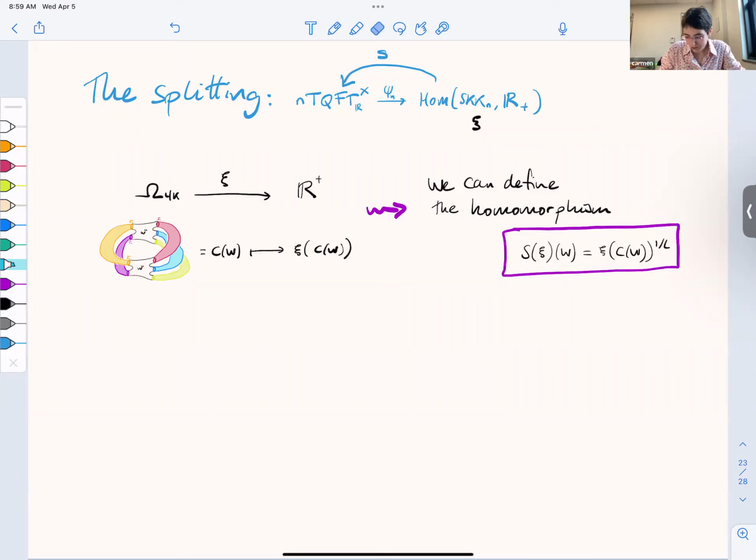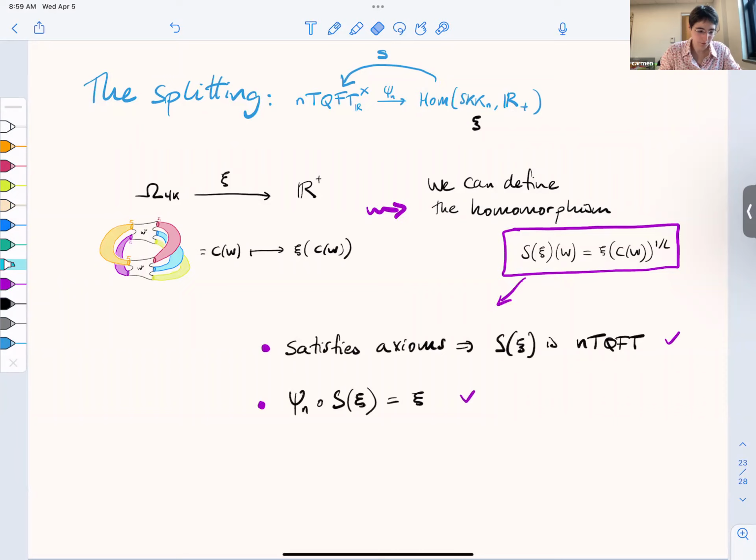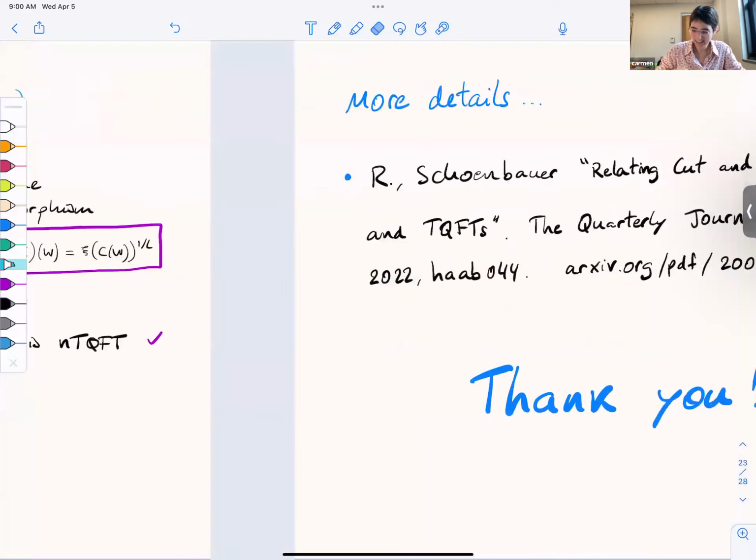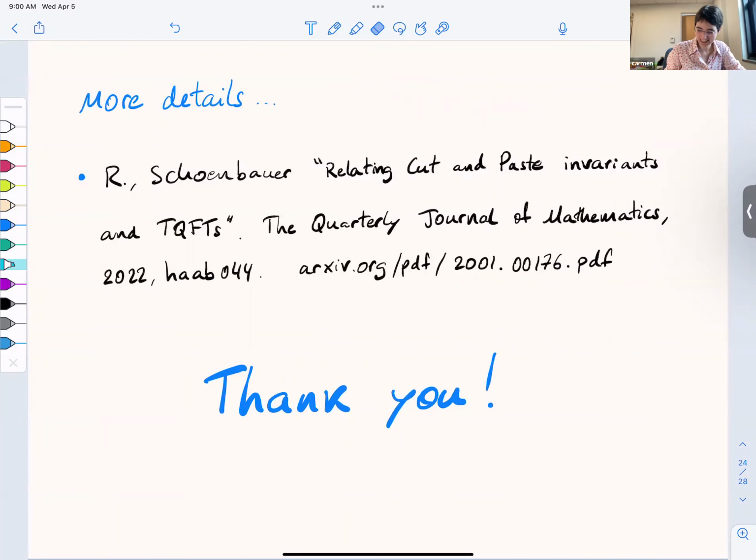Once you define the homomorphism, you still have to do a little bit of work. You have to check that this homomorphism satisfies the TQFT axioms, which it does. And there's also a little bit of a check to see that it actually defines a splitting, but that's done in detail in the paper, and it does work. So we got our splitting. If you do want to see more details, the paper is by now published. It's on the arXiv, and I think I'll just stop there.